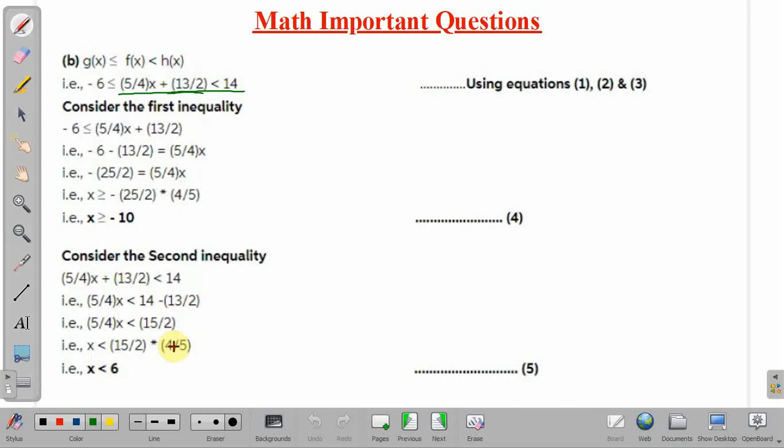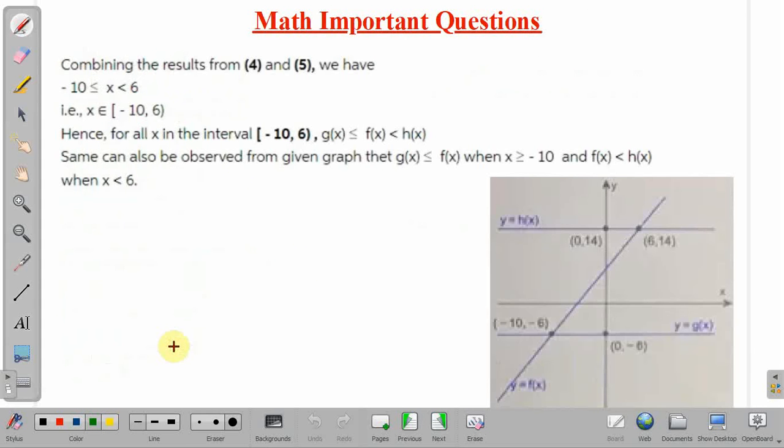Combining inequalities 4 and 5, we can write x is greater than or equal to minus 10 and less than 6. That is, x is greater than or equal to minus 10, but less than 6. So the interval is minus 10 to 6 for the solution of g(x) less than or equal to f(x), which is less than h(x).